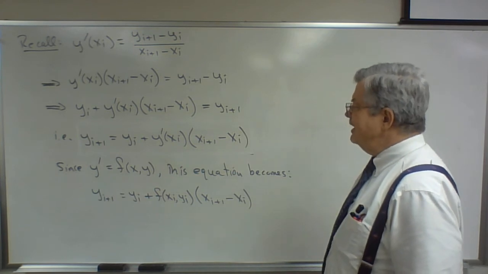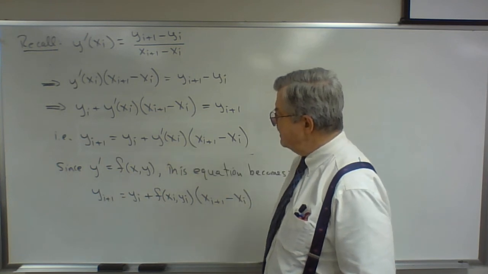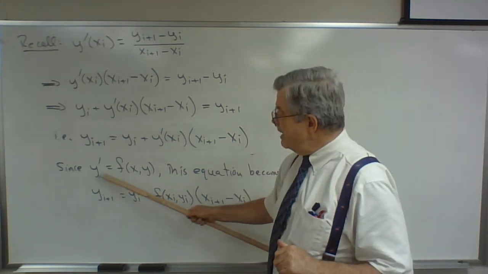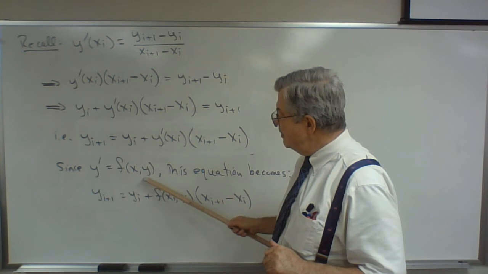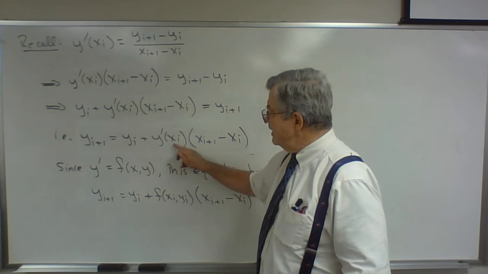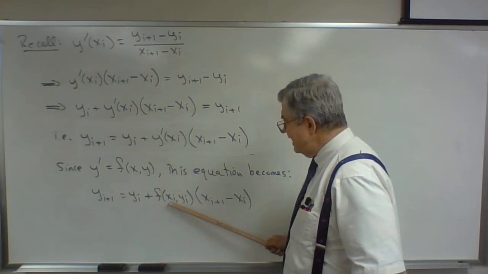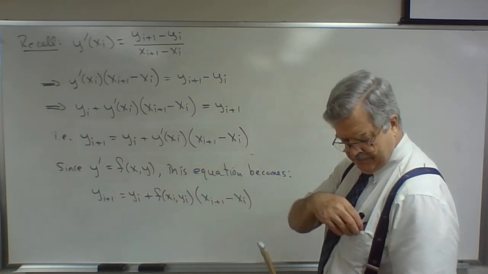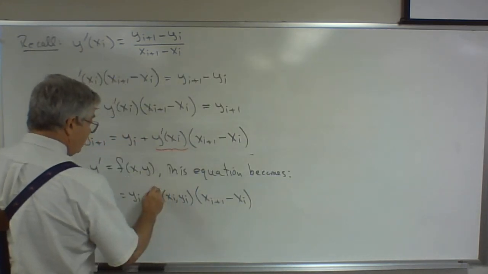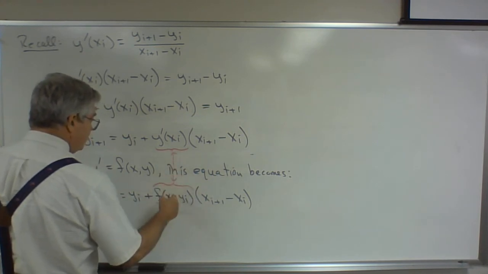And there's one more modification we're going to make, and that's for y prime evaluated at x sub i. Remember, our differential equation is of the form y prime equals some function of both x and y. So we're going to replace this y prime evaluated at x sub i by f evaluated at x sub i and y sub i. So this thing is replaced by this thing.